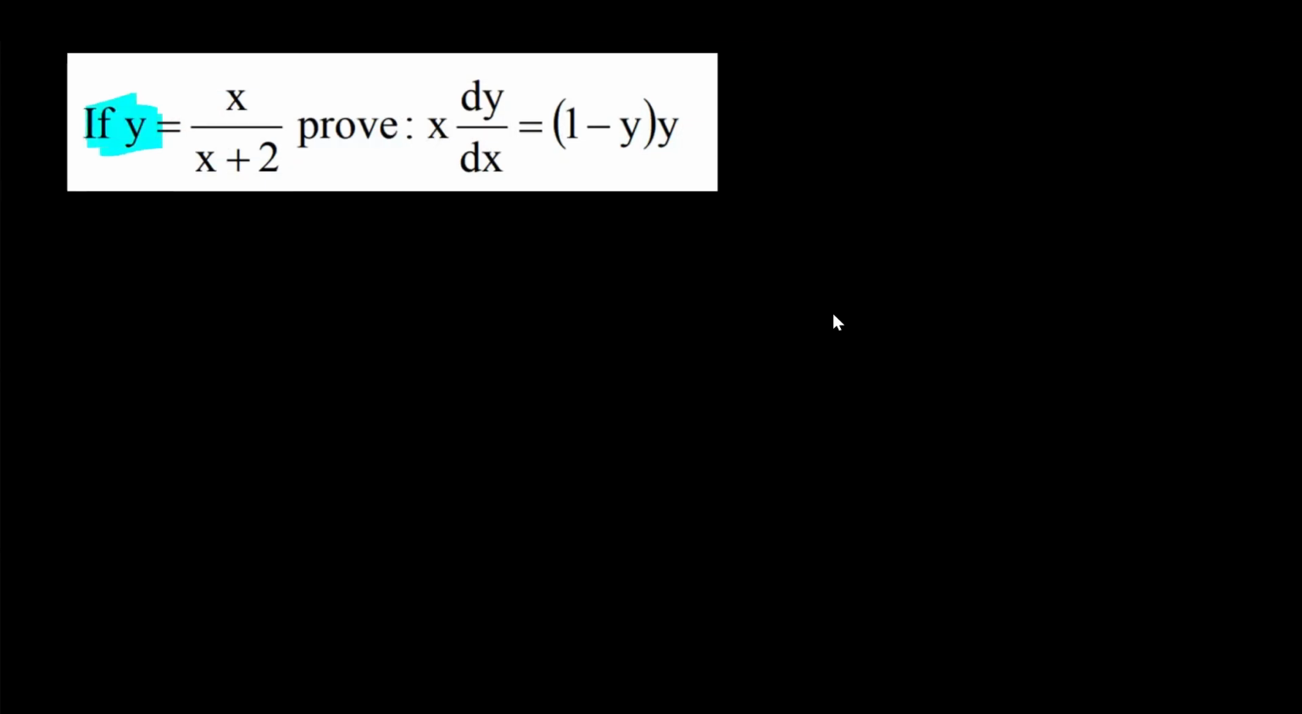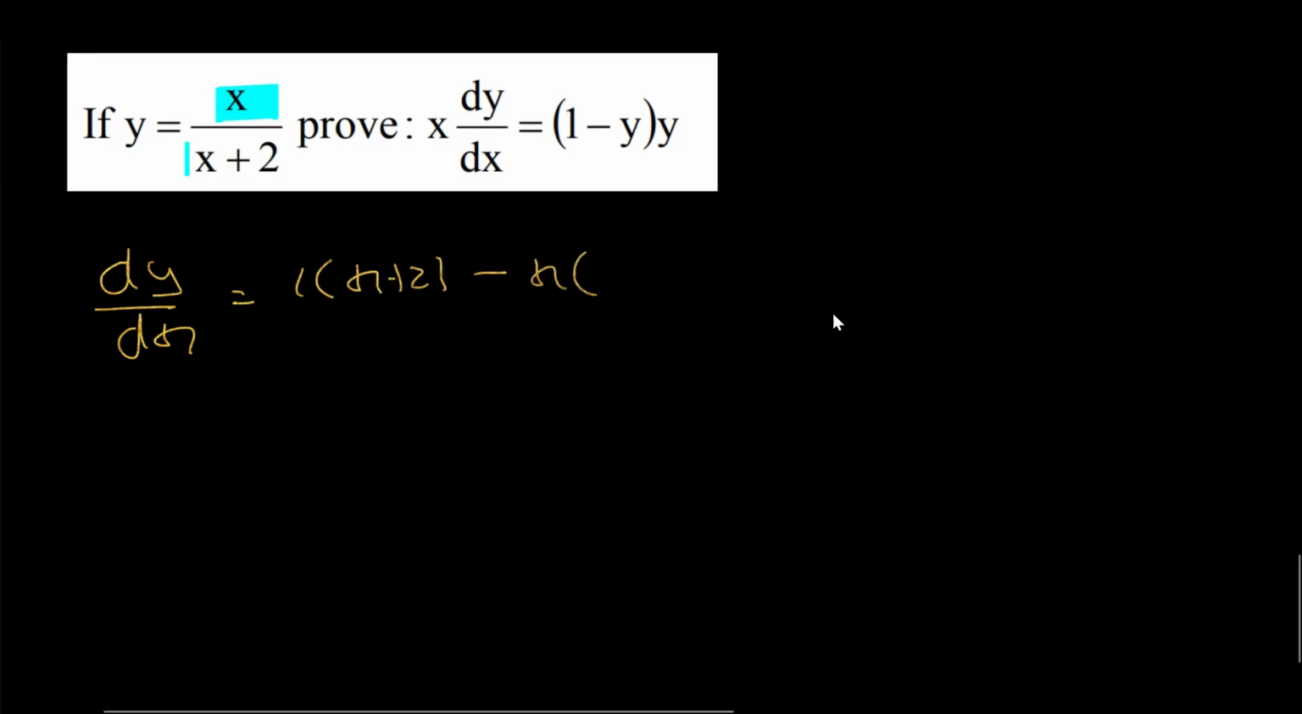The question says if y equals x over x plus 2, we have to prove x multiplied by dy by dx is equal to 1 minus y into y. So let's begin with differentiating first. Differentiating both sides with respect to x, clearly we are going to apply the quotient rule. X differentiation is 1 and u dash v is this, and then we'll place a minus sign. This time u is as it is, and the differentiation of x plus 2 will be 1, because the differentiation of 2 is 0. That whole divided by x plus 2 whole square.